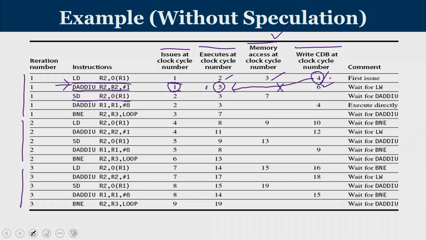Store gets issued on 2. So here the assumption is I am using a dual issue. At every cycle I can issue 2 instructions. So store also can be issued at 2. When you issue at 2, you can execute at 3. So computation of address happens at 3.